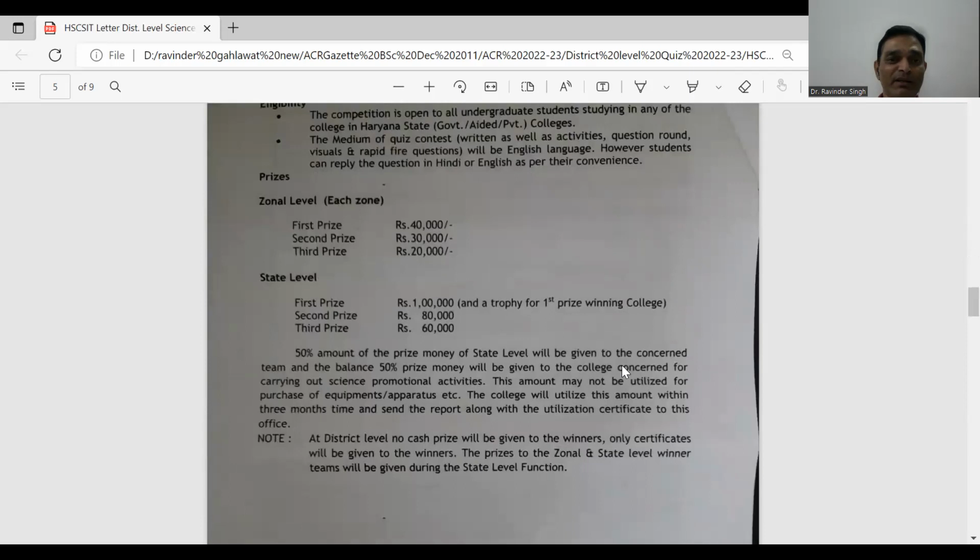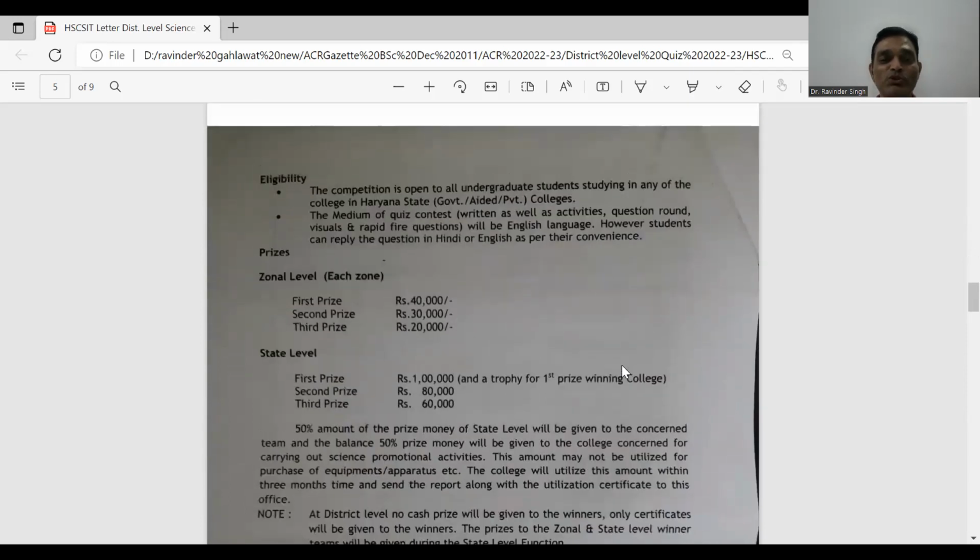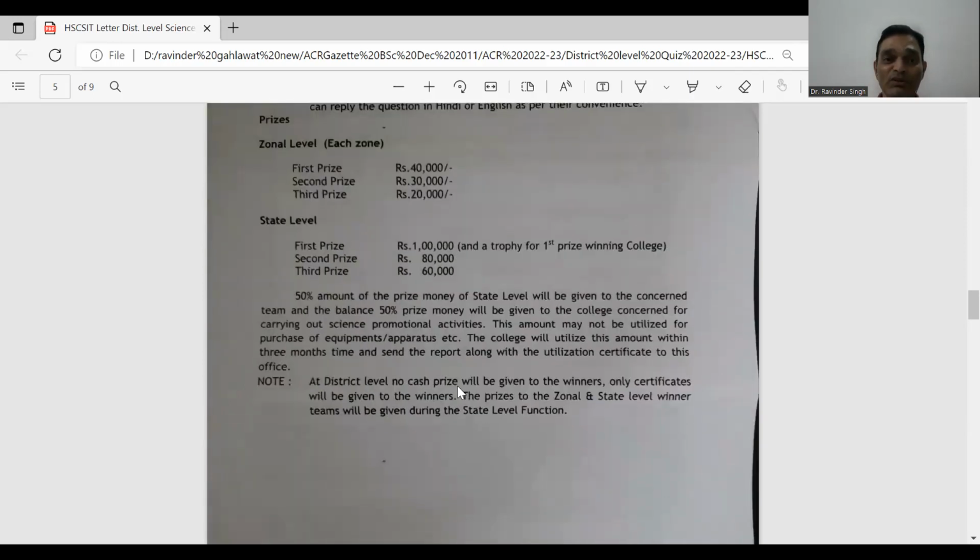और उसके बाद मेन चीज यहाँ पे ध्यान रखने की ये है कि क्यों ईगरनेस रहती है सभी स्टूडेंट्स के बीच कि हम जो साइंस क्विज कंपटीशन के अंदर पार्टिसिपेट करें और जीतें। वो इसलिए क्योंकि जोनल लेवल के ऊपर फर्स्ट प्राइज 40,000 रुपीज, सेकंड प्राइज 30,000 रुपीज एंड थर्ड प्राइज इज 20,000 रुपीज। While at the state level, the first prize is of 1 lakh and a trophy for the first prize winning college.